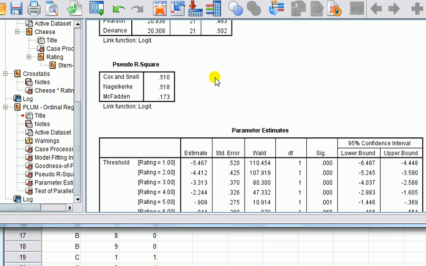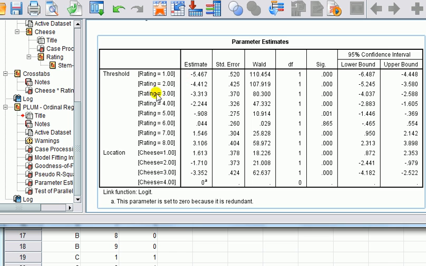Okay, the pseudo R, I don't think it's common to report this, so we'll just ignore it. Pseudo means it's pretend anyway. Okay. Next is the parameter estimates. This is the whole point of running this regression in our case, because we'll try to address our questions.